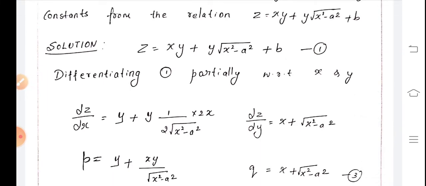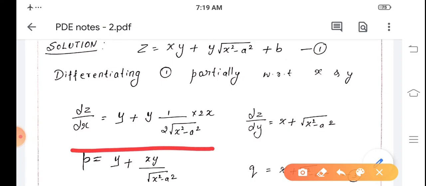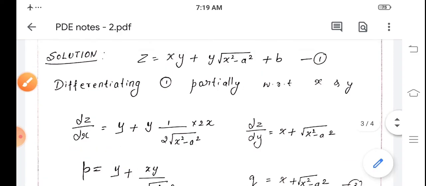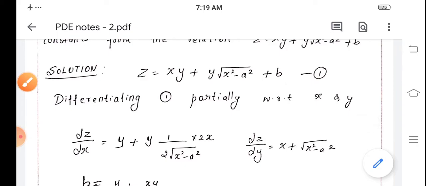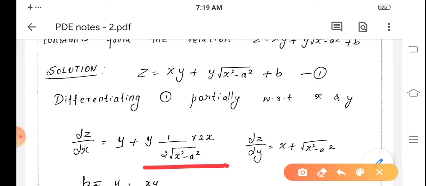So here also, differentiating equation 1 partially with respect to x, we obtain dou z by dou x equal to y plus. Now here, in the given relation, the second term is y into root of x square minus a square. So when we differentiate this partially with respect to x, the y term is constant. So the partial derivative of the second term with respect to x will be y into the derivative of root x square minus a square with respect to x. That is 1 by 2 root x square minus a square into 2x.